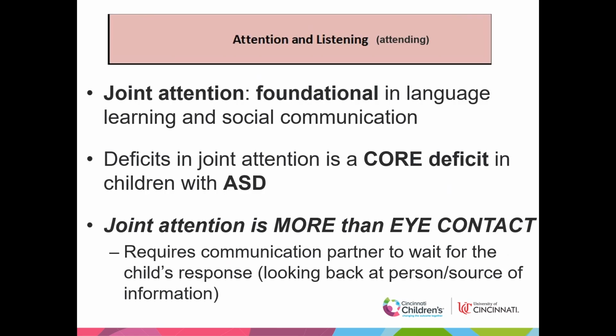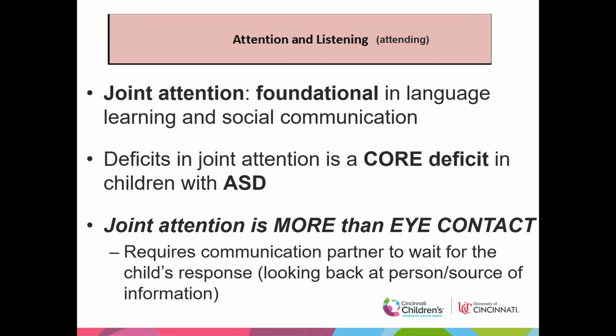Even though I kind of like that interaction one first, I'm going to take those headings and talk about how they link to language learning. We know joint attention is really foundational. Joint attention is when you and I are both attending to the same thing at the same time. And then we layer language and communication on top of that. Difficulty in joint attention is a core deficit in kids with autism, no matter if they're hearing, deaf and hard of hearing, or visually impaired. That joint attention is key, and it is more than eye contact.